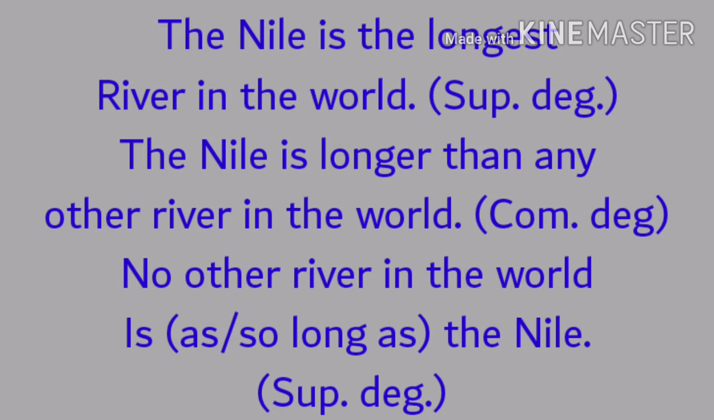No other river in the world is longer than the Nile. To frame the positive degree, we have to start with "no other," and then the word or words which come after the superlative degree or after "any other." So, no other river in the world, verb "is," positive degree in between, "as long as" or "so long as," and then comes the subject, the Nile. So, no other river in the world is so long as or as long as the Nile.